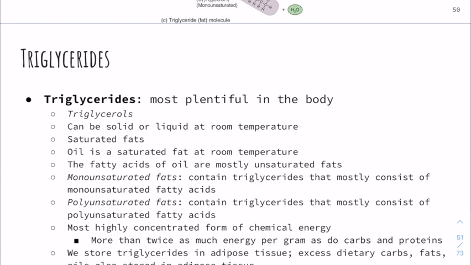Monounsaturated fats, mono means one again. It contains triglycerides that mostly consist of monounsaturated fatty acids, while polyunsaturated fats contain triglycerides that mostly consist of polyunsaturated fatty acids.